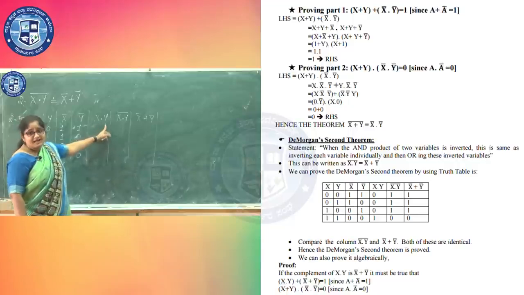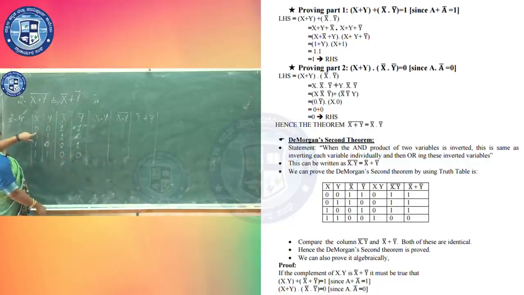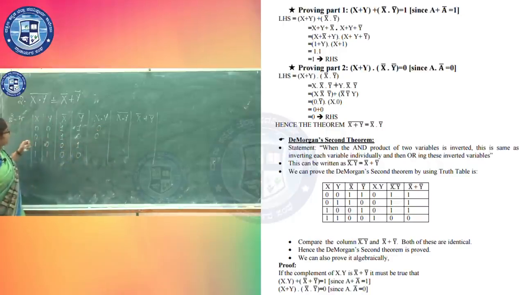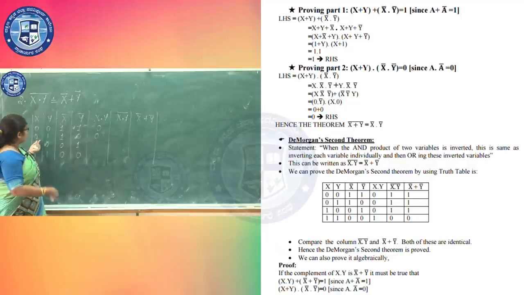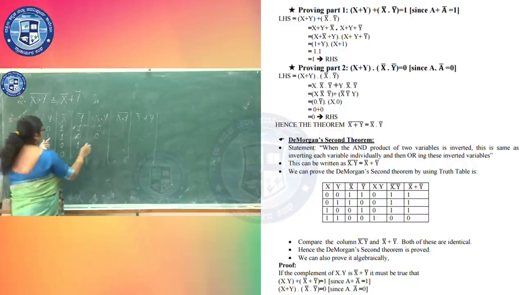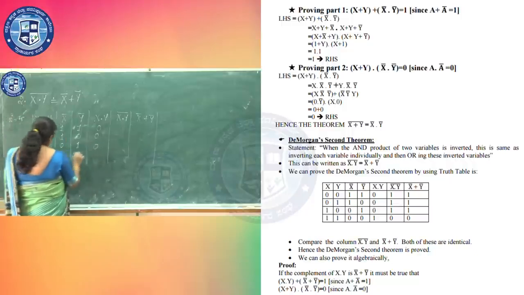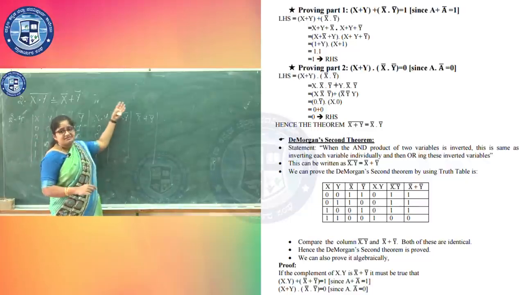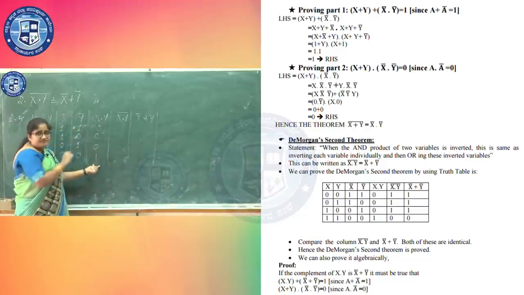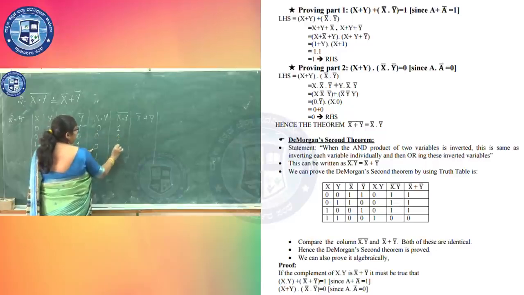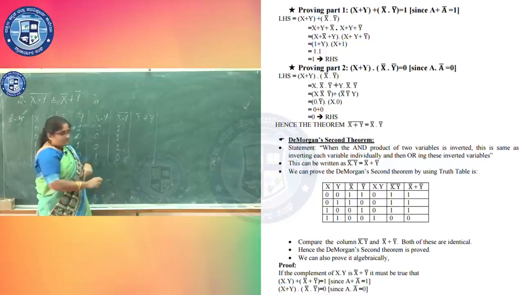Next we have x and y. 0 and 0 is 0, 0 and 1 is also 0. Here is a small trick for you: AND is always multiplication, and anything multiplied by 0 is always 0. So 0 into 1 is 0, 1 into 0 is 0, 1 into 1 is 1. Now x and y's inverted value: whatever value we have here must be inverted. 0 becomes 1, 0 becomes 1, 0 becomes 1, and 1 goes to 0.